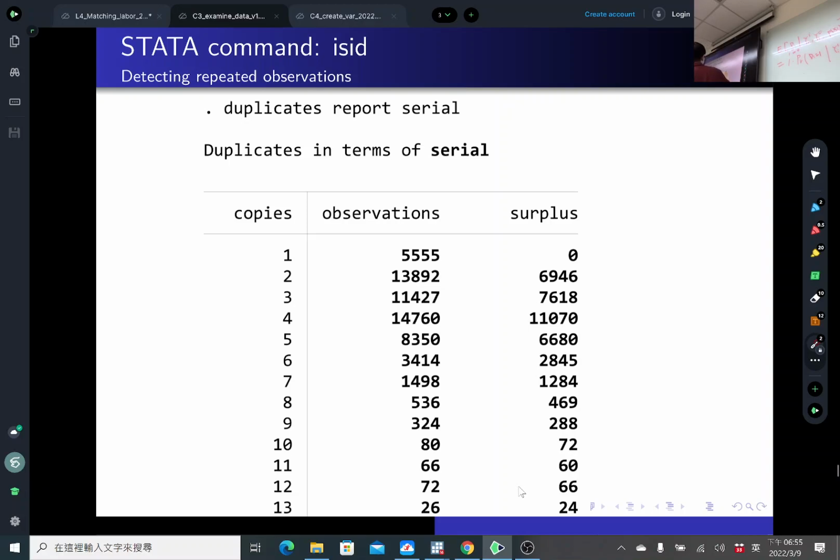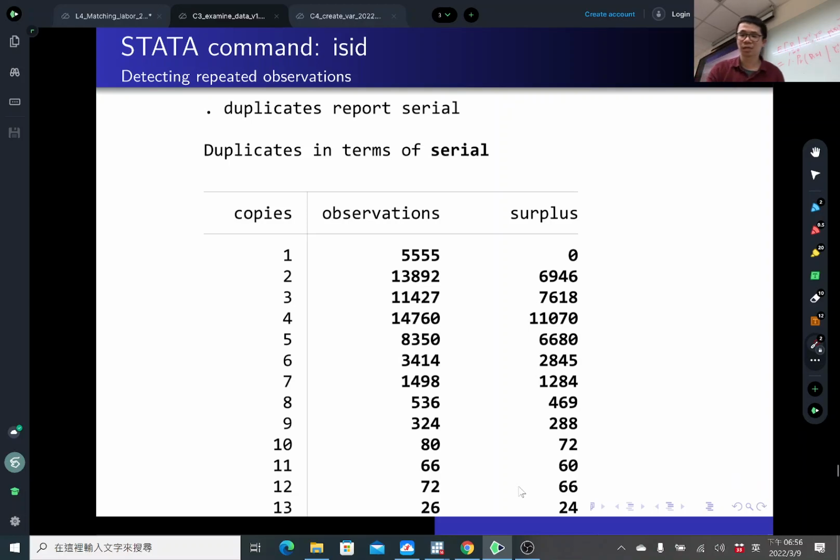So this means half of them actually have a repeated household ID. And 3 means 3 observations share 1 household ID, and such observations number 11,000. So around 2/3 have repeats, and only 1/3 do not. If you want to keep just 1 observation per household ID, you just need to keep 1/3 of the observations.